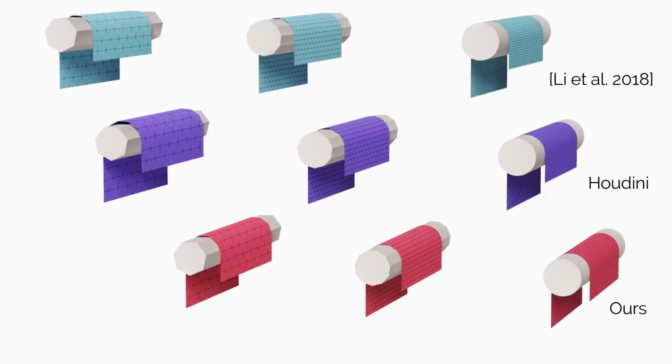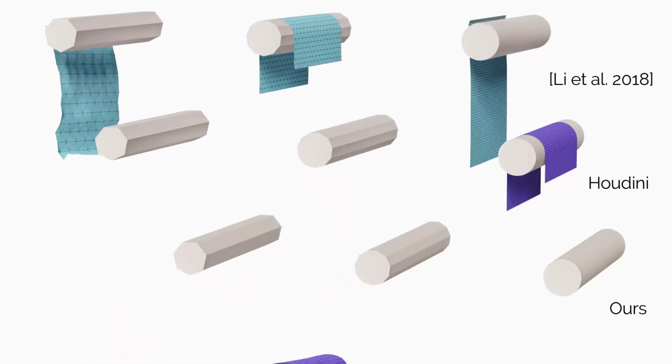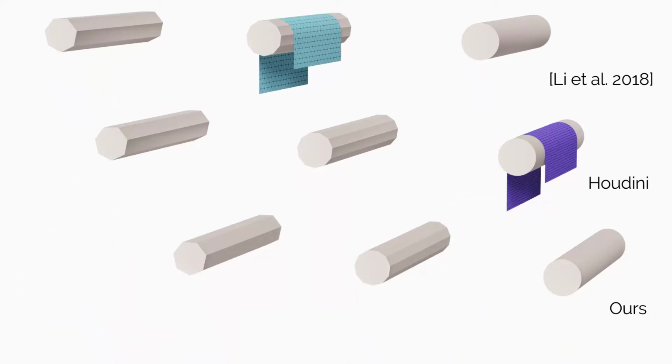The top row demonstrates the method by Lee and colleagues from 2018, while the middle row shows the same example in Houdini's simulator. In the bottom, our method shows consistent sliding behavior that is independent of resolution.